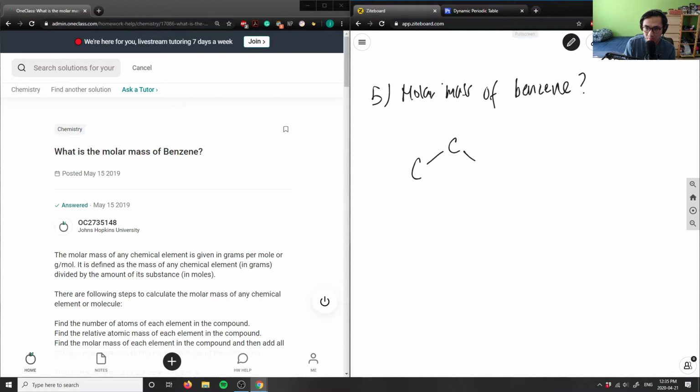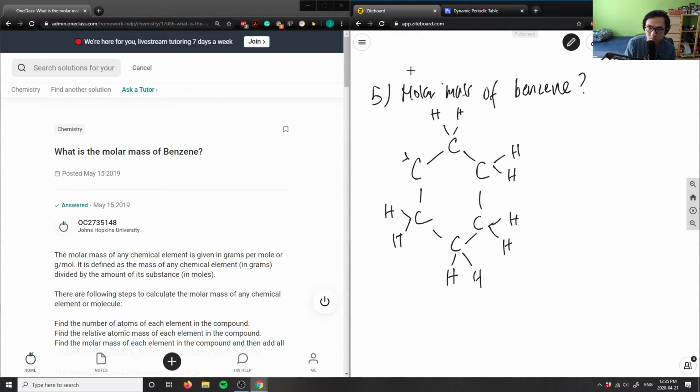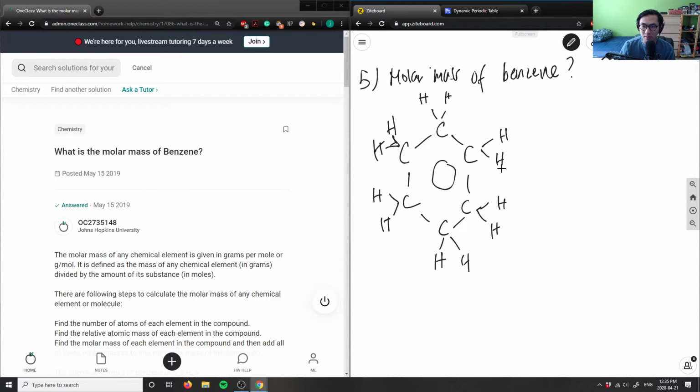So I have kind of this thing here. It's 1, 2, 3, 4, 5, 6. I have 6 carbons here, and then these guys are all bonded to hydrogens. And then this here is aromatic, so I'm going to put a circle here. You don't have to know what aromaticity is in grade 11 chem, but it's totally fine. All I care about is the chemical formula.